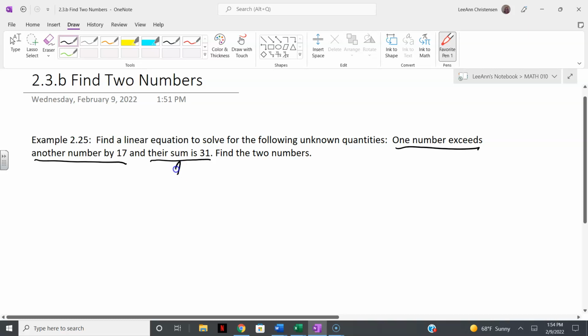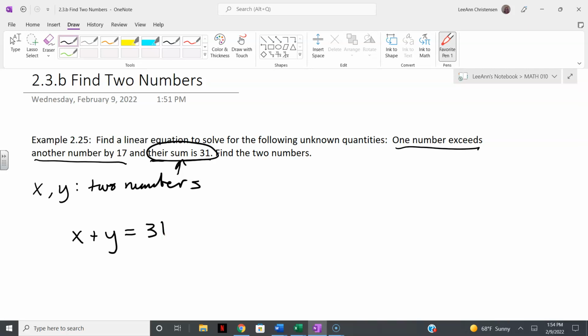Probably the easier part is to think about this. Their sum is 31. Let's say the numbers are x and y. So x and y are two numbers. Now we don't really get to have two variables, but we'll get back to that. We're going to deal with the sum here. So we know we have two numbers. The problem said to find two numbers. And we know that their sum is 31. So we know x plus y is 31. That's probably the easy part. We're not done, but that at least gets us started, right?